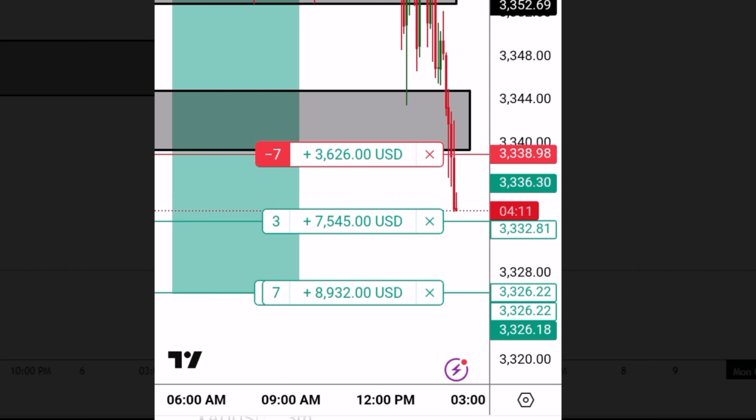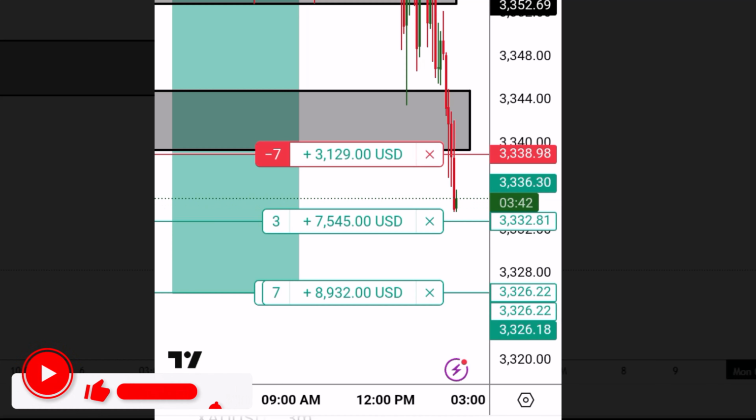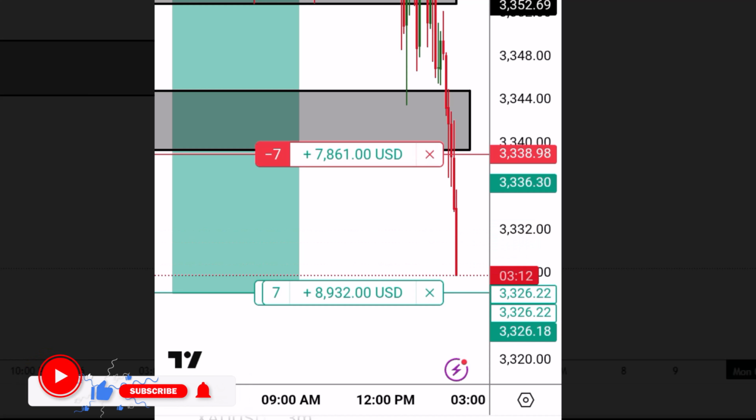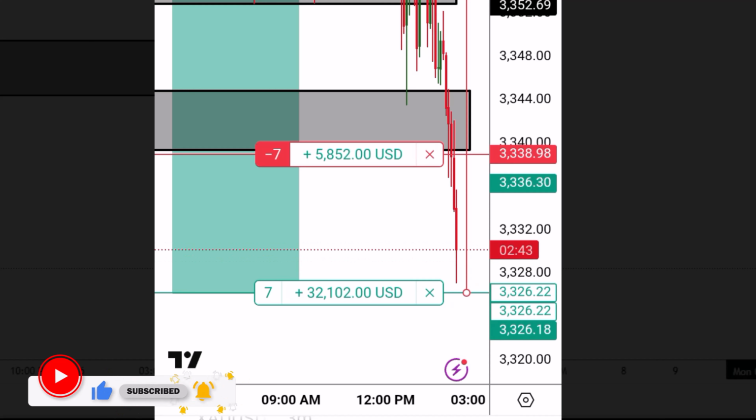Very, very nice. Sometimes you don't really need a strategy to enter into a trade. Even reading the chart alone can land you a very beautiful trade.